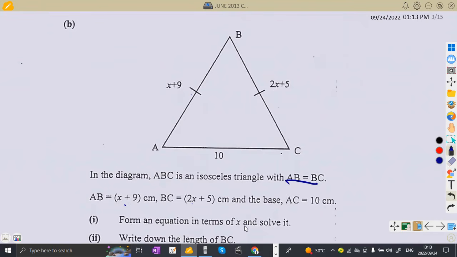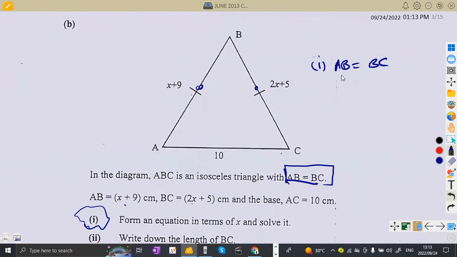Form an equation in X and solve it. How can you form an equation? For you to form an equation, you must have two equal things. You formulate according to what you're given. Here it's an isosceles triangle, and we are given that these two sides are equal. So already an equation is given: AB is equal to BC.